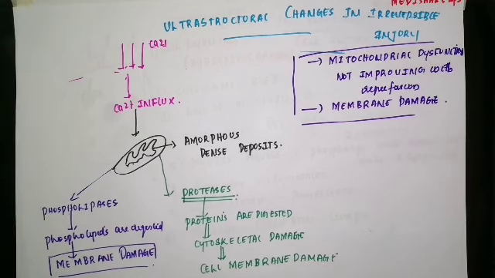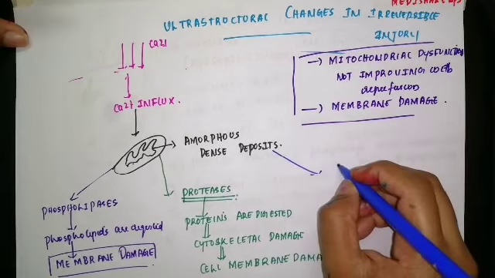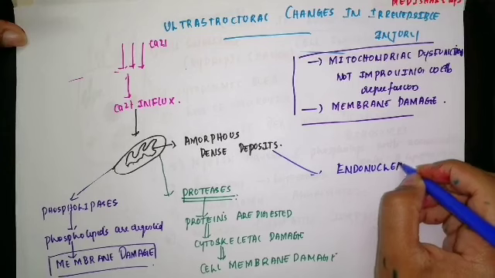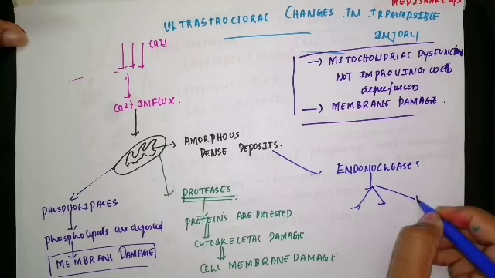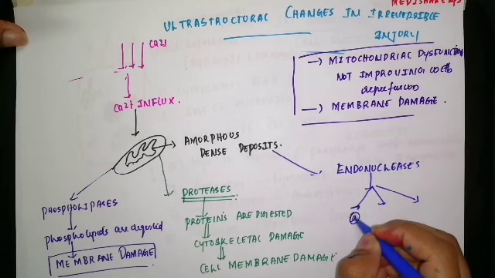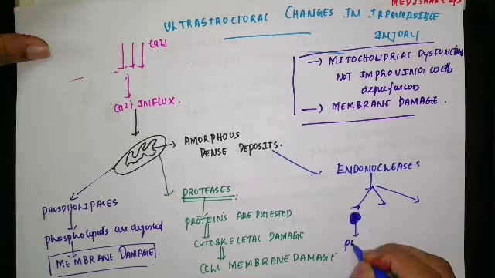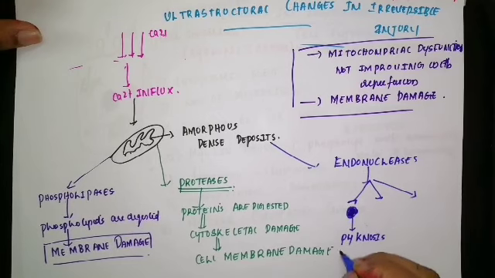The calcium again activates another enzyme, which is endonucleases. Endonucleases digest the nucleic acid and lead to nuclear changes. What are the nuclear changes seen? That is pycnosis. Pycnosis is nuclear condensation.